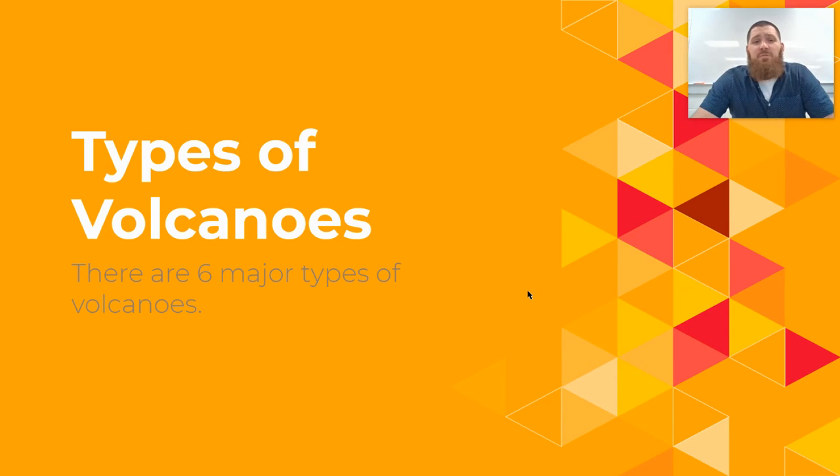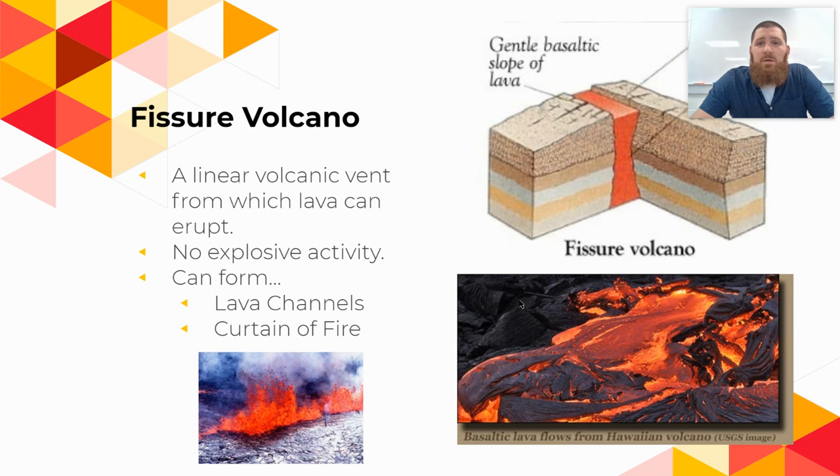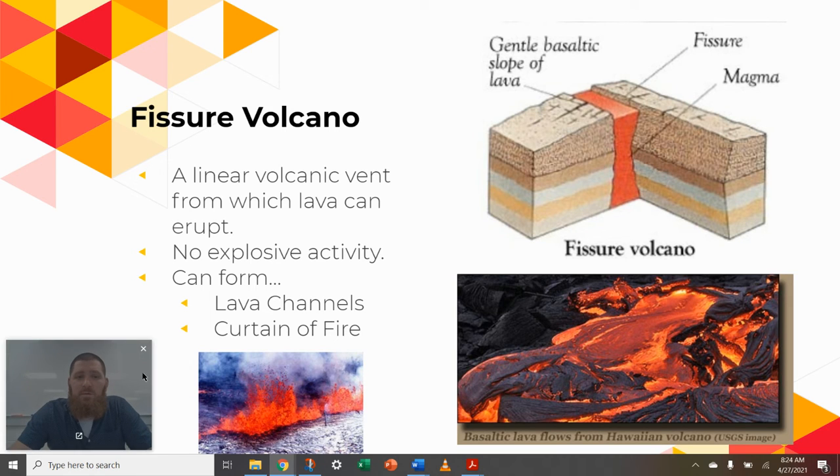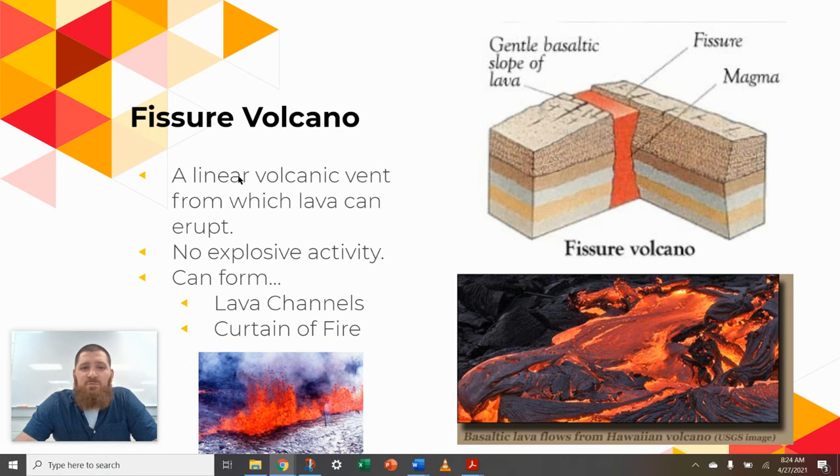Now, there are six major types of volcanoes that we're going to talk about here today. All right. The first one is a fissure volcano. I'm going to move my camera here for a minute. The first one is a fissure volcano.